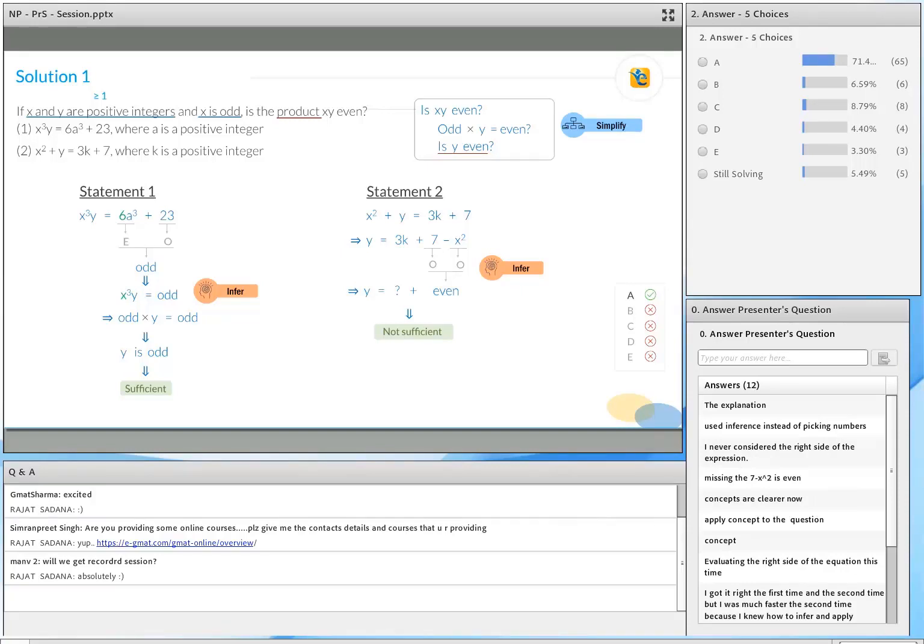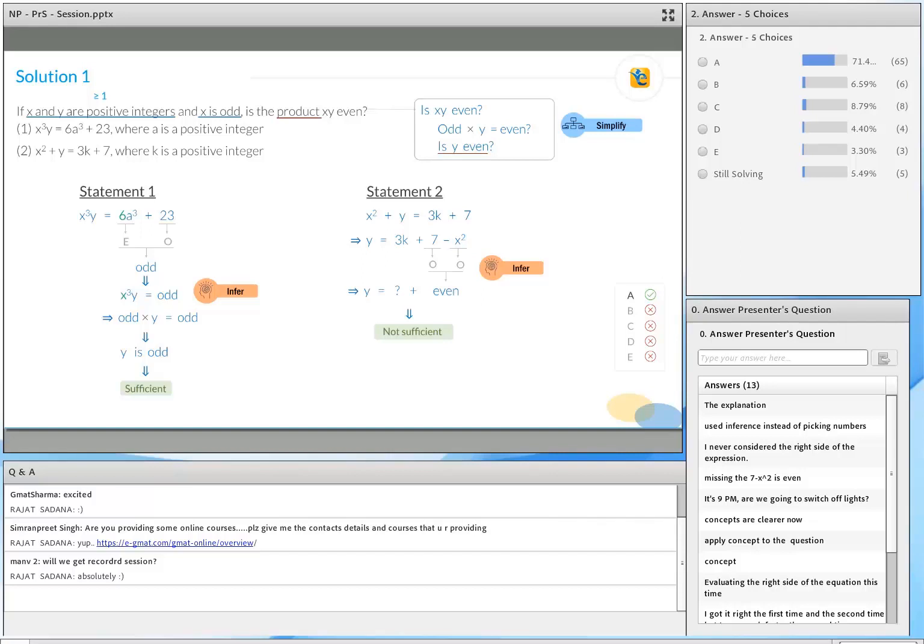I am so happy. You guys made my day, seriously. These small improvements are what lead to the ultimate goal of you getting to that 90th percentile. Okay? All right, good, very nice. I got it right the first time and the second time, but I was much faster the second time because I knew how to infer and apply concepts. Very well said. And that's another very, very important benefit of applying these process skills, because then you're able to solve questions within the time constraint that the GMAT puts on you.